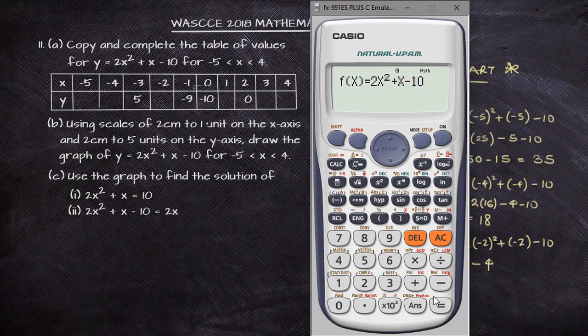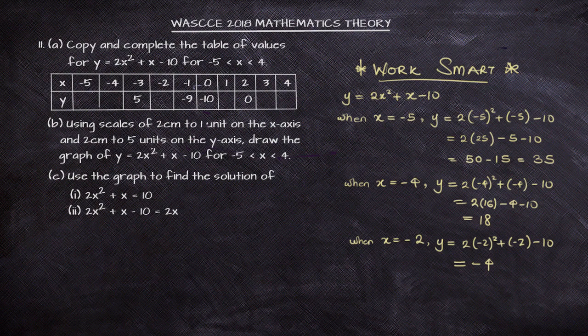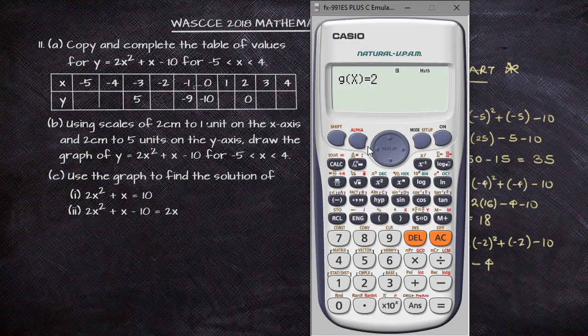Interestingly, I can also put in another function. So the calculator is also asking me, do I want another function, g of x? Now, if you look at this question, in our question C number 2, we are given that 2x squared plus x minus 10 equals 2x. The left hand side, you will see, is equal to y. So it is as if we are saying y is equal to 2x. So the second function is actually 2x. And knowing this, right from the time I'm starting my calculation on the graph, I can input the two functions. So g of x I will call 2x, and then I will go ahead to generate my table.